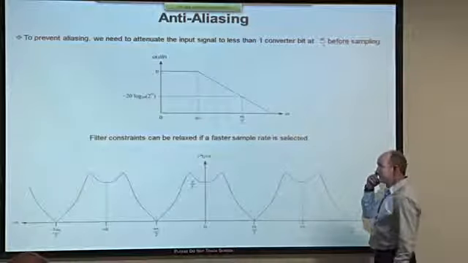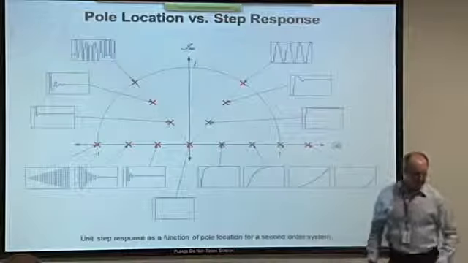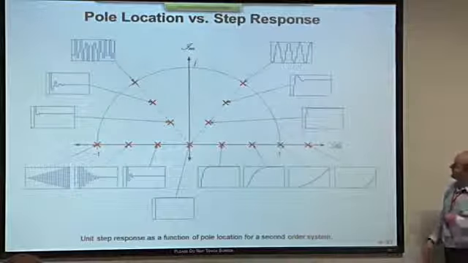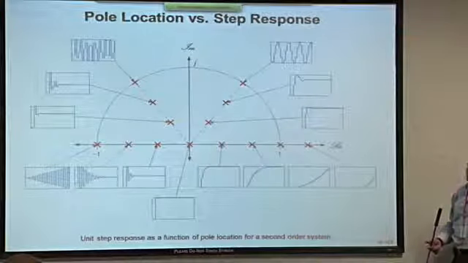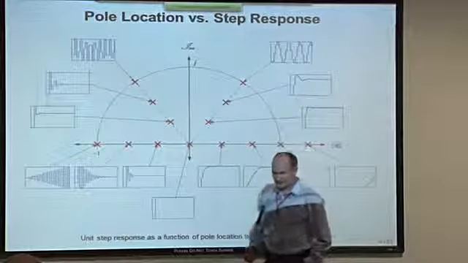Now, before we go on and do design, there's a couple of extra things that I need to tell you about because they come into it. First of all, let's look at the relationship between transient response and pole location, as we did for continuous time systems.